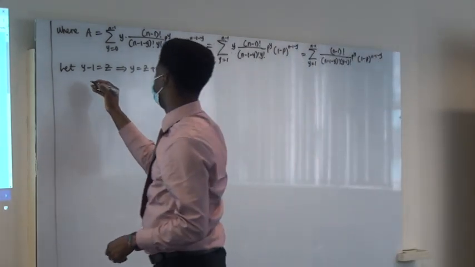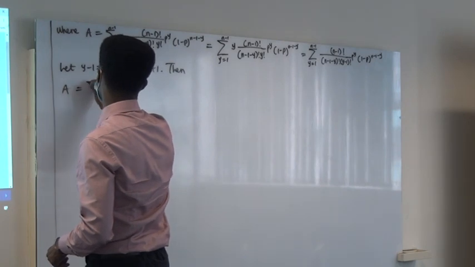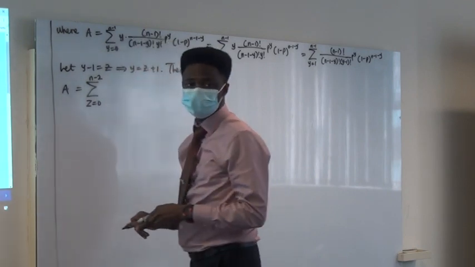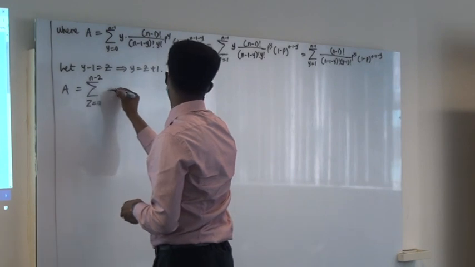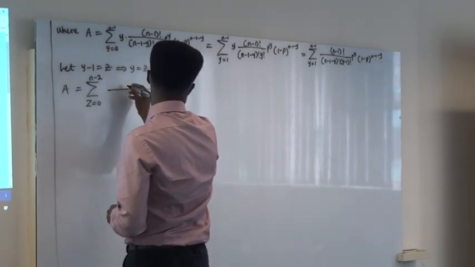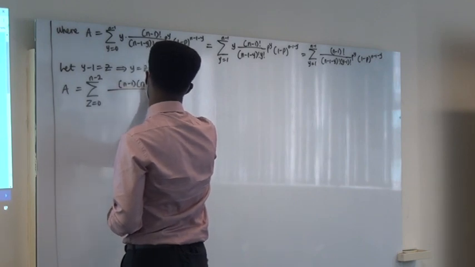If y is equal to z plus 1, then A becomes summation from z equals 0 to n minus 2, yes? From z is equal to 0 to n minus 2, the numerator is still n minus 1, right? So we can say n minus 1 bracket n minus 2 factorial, understood?